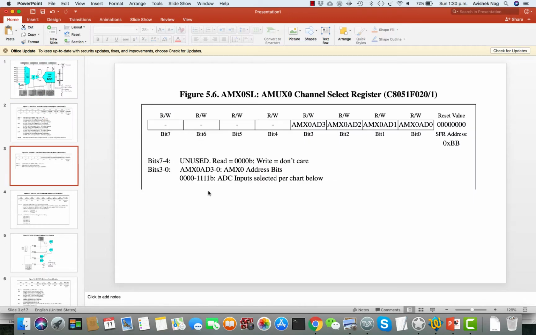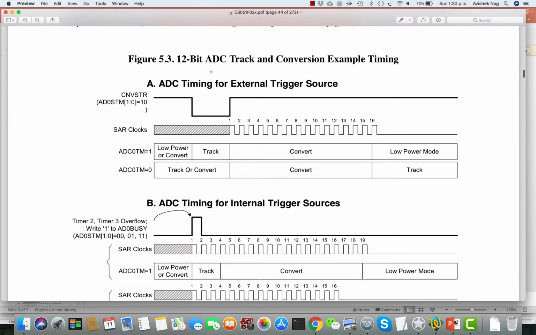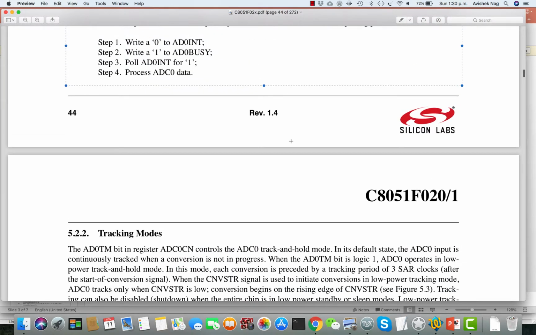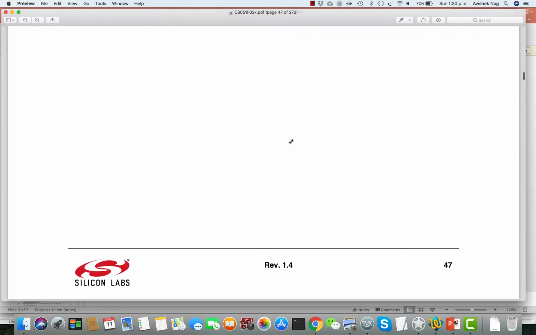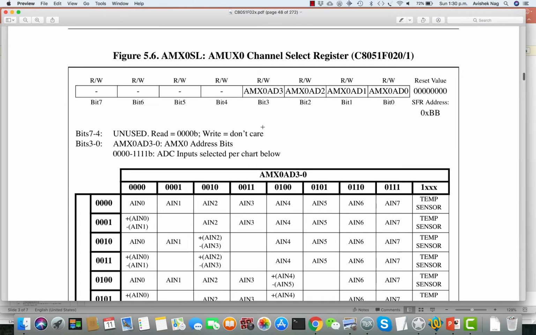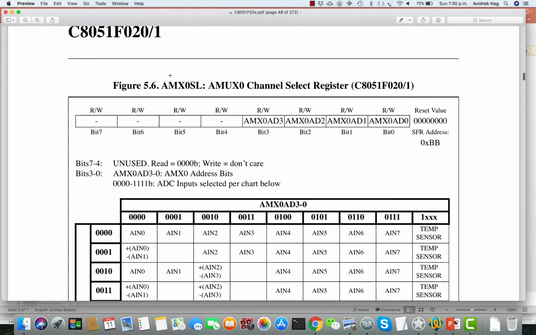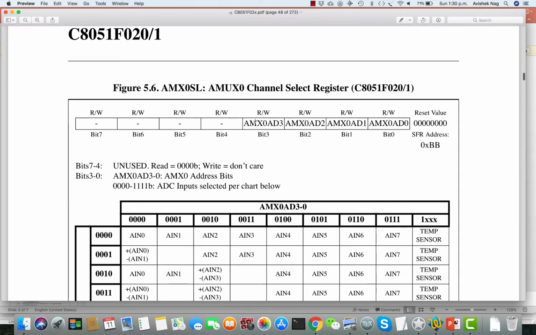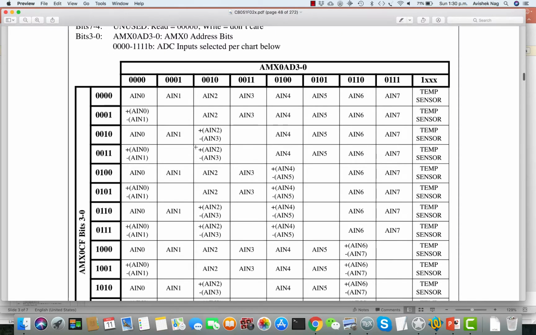There are more details to this AMX0SL. You can see it in the data sheet that you have. For example, let me find it for you. Here, AMX0SL, you can have 16 combinations, because you have 4 LSBs that are used, and based on that you have different modes of the input pins.